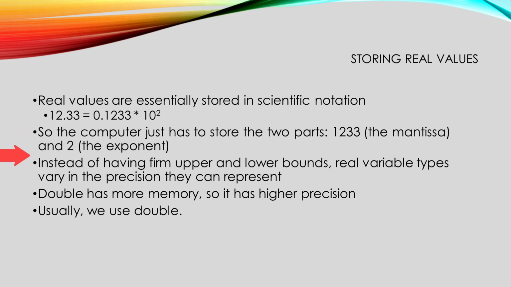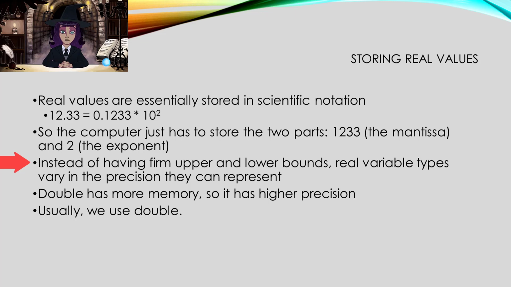To recreate the value, we only have to store the 1233 and the 2, which are both integers. Since there's a multiplier involved, real numbers don't have a range. Instead, they vary in their precision. Think about it this way. The mantissa is a fixed size integer, so it has a fixed range. When we use the exponent to move the decimal point, we can get almost any value.